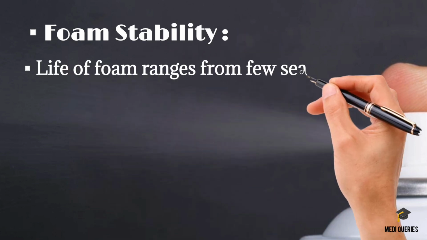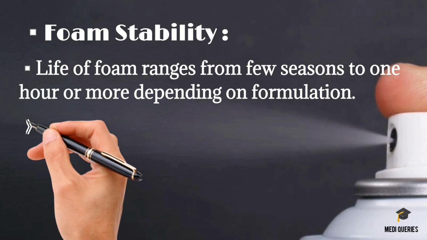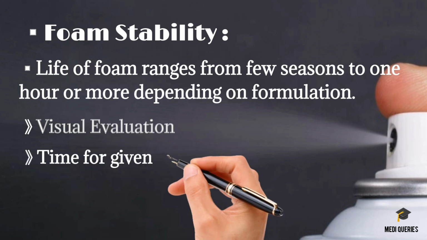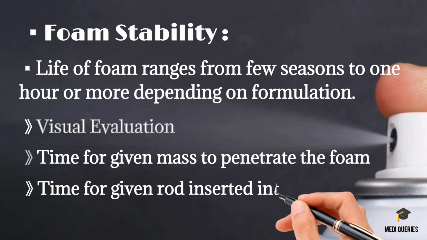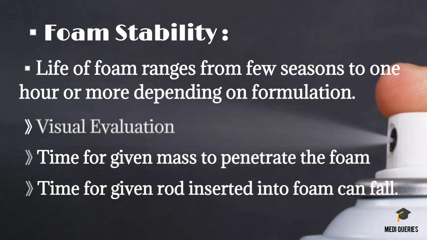And the next test is the foam stability test. Here various methods have been suggested for the determination of foam stability. The life of a foam can range from a few seconds to 1 hour or more depending upon the formulation. Some of the factors involved in controlling the stability of the foam are: visual evaluation, time for a given mass to penetrate the foam, time for a given rod inserted into the foam to fall, and the use of rotational viscometers. This is how we will determine the foam stability.